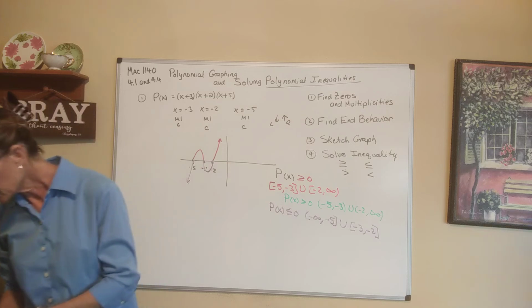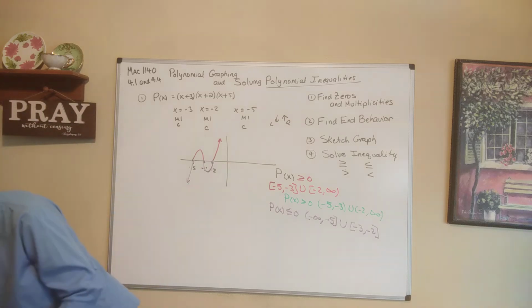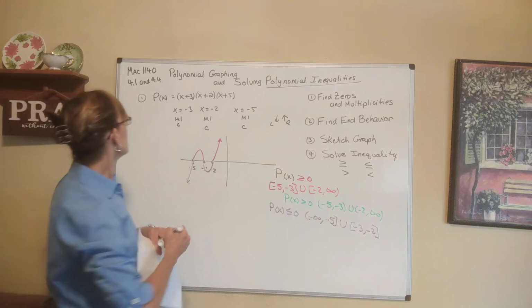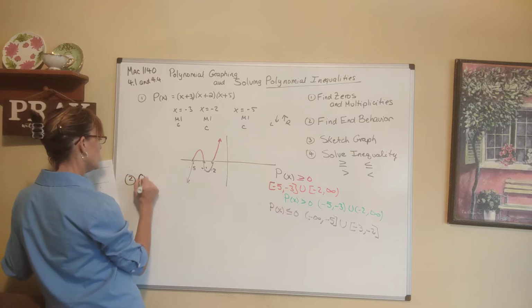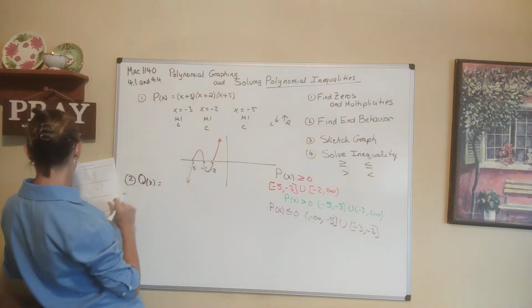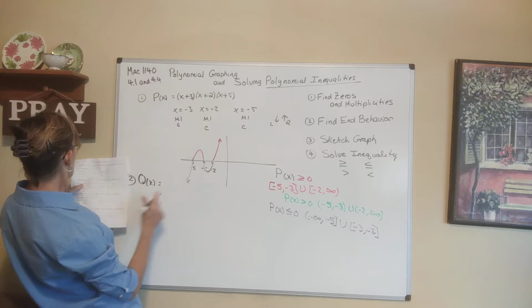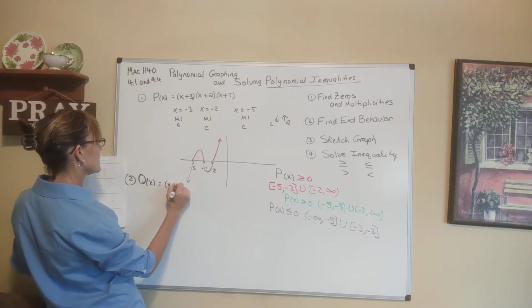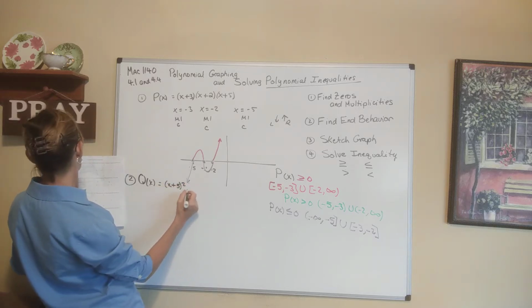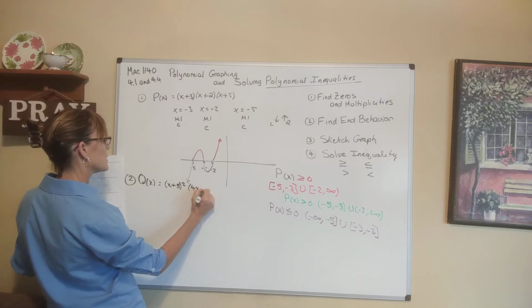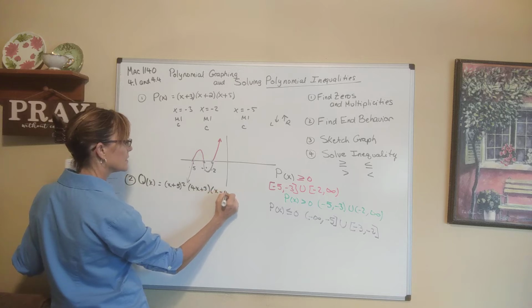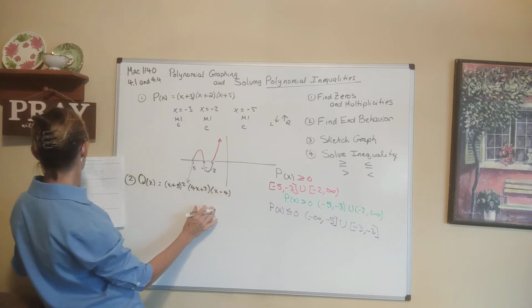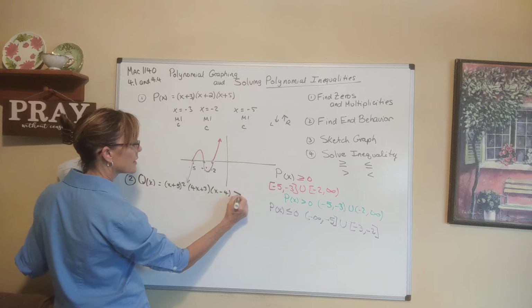Here is, I think I just have a few of these for us to do. Let's look at number 2, which is Q of X. So number 2 is this, Q of X. Q of X is equal to (x plus 5) squared times (4x plus 3) times (x minus 4). And so what we're supposed to solve here is where is this greater than 0.